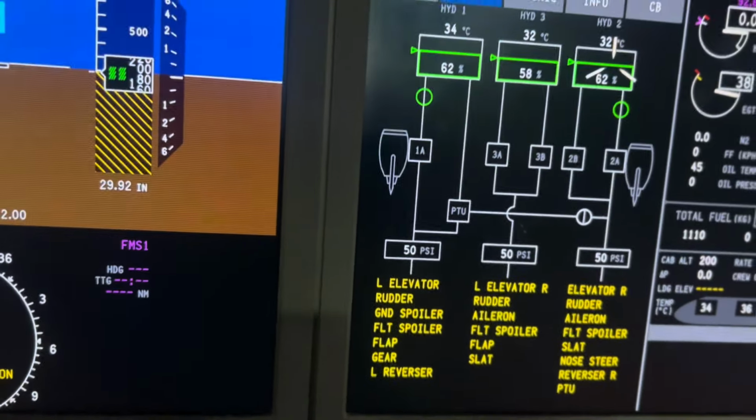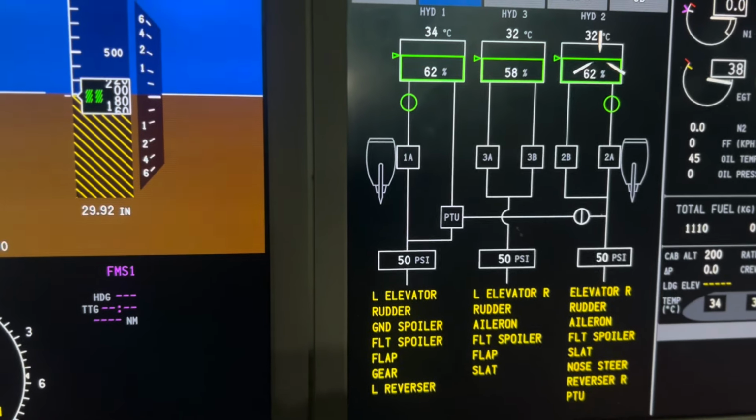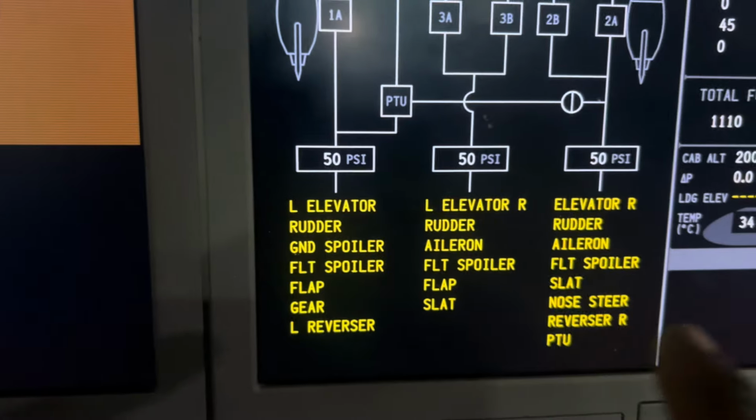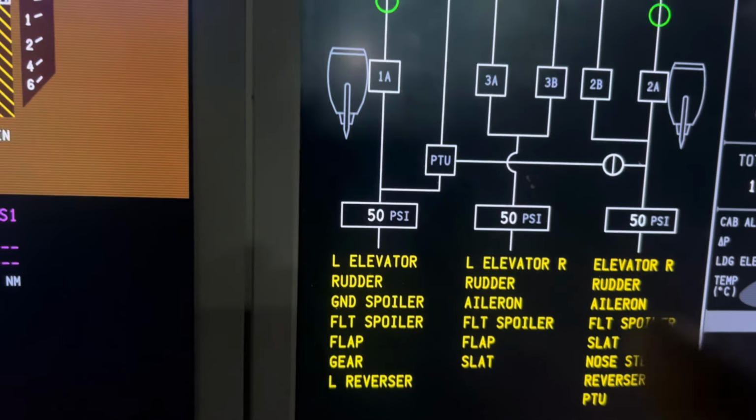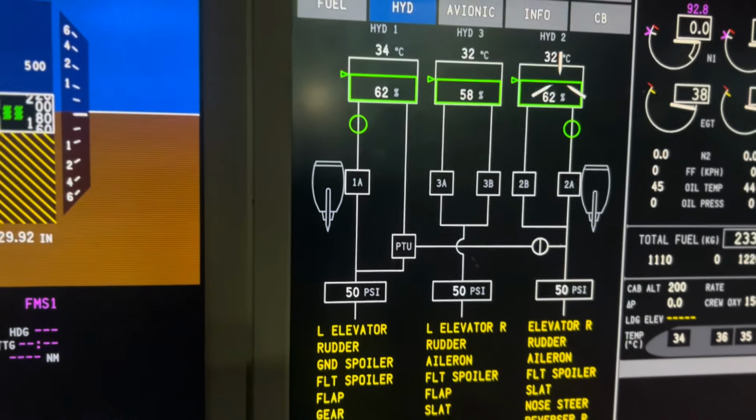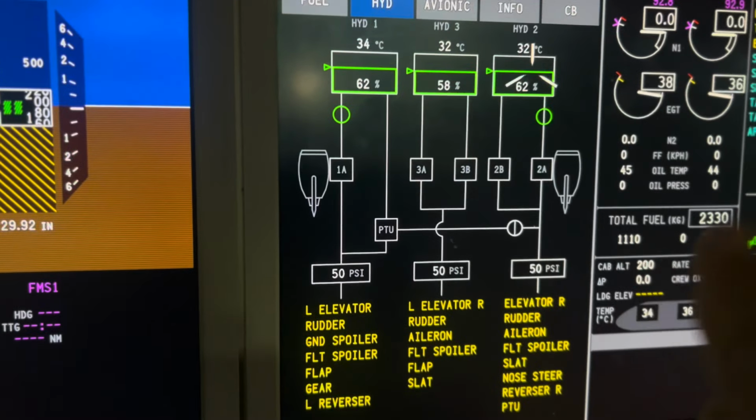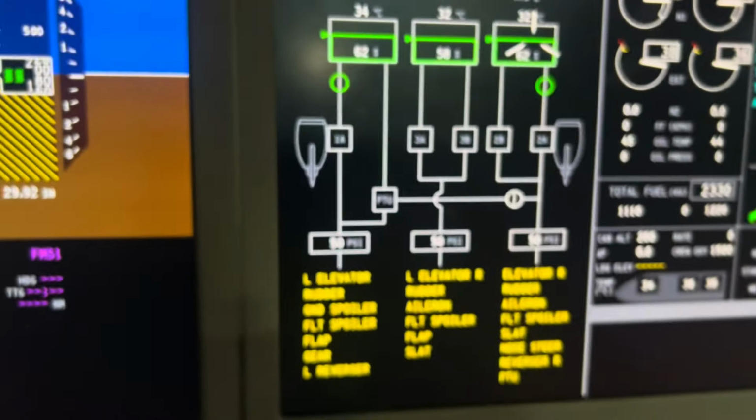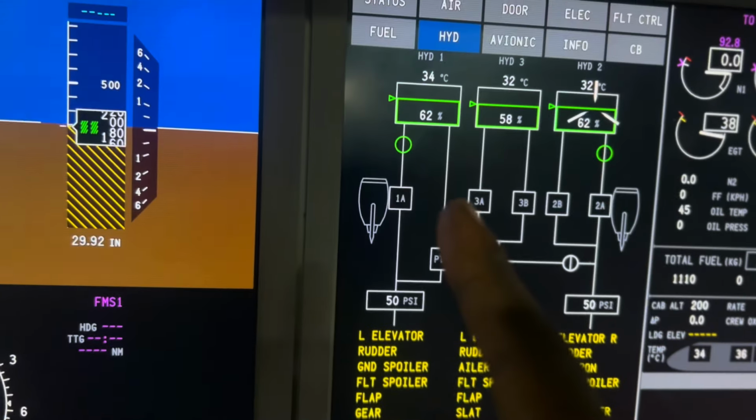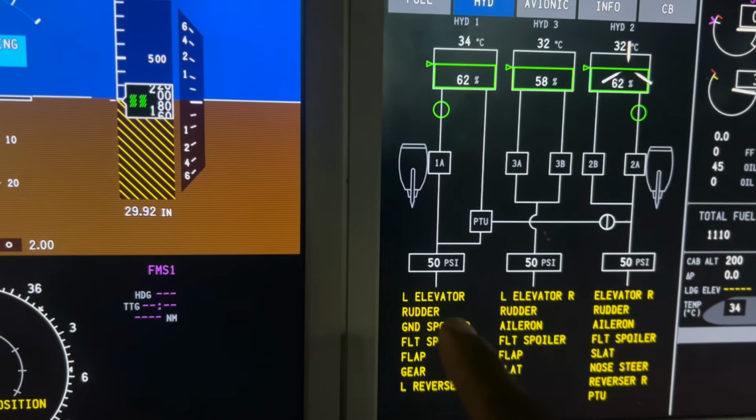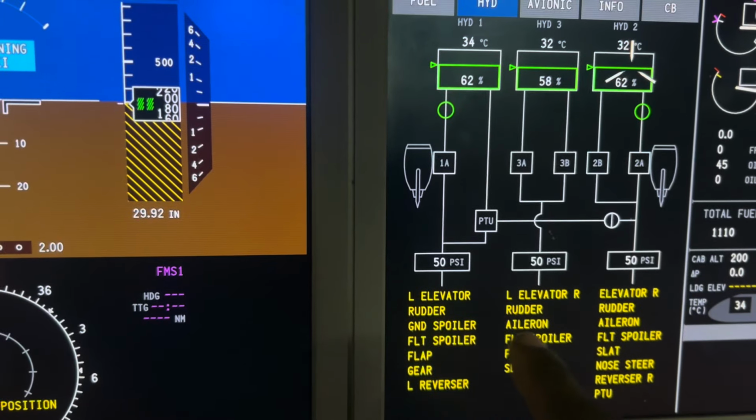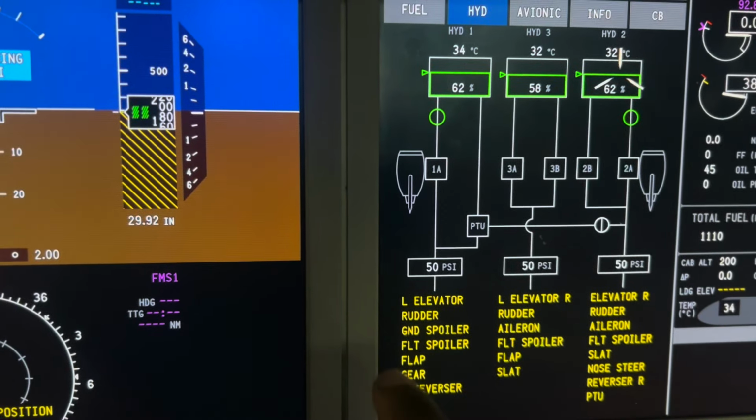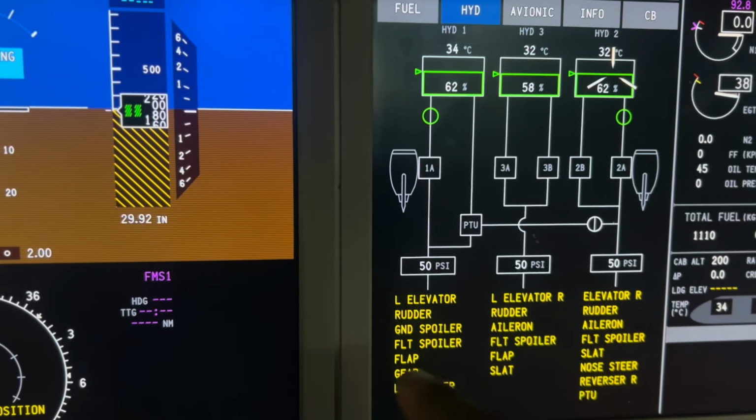The good thing about this aircraft that I really like is that, as you guys can see right here, there's a lot of systems listed. This actually shows you which hydraulic system is responsible for a specific aircraft system or flight control. If you look at my hydraulic 1, you can see it's operating the left elevator, the rudder, the ground spoiler, the flight spoiler, the flap gear, and left thrust reverser.